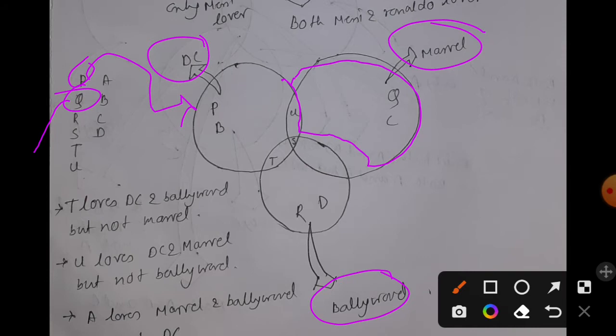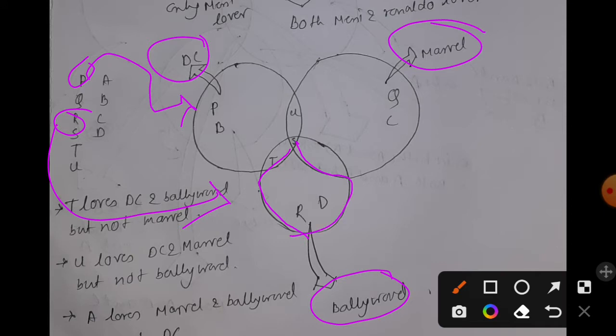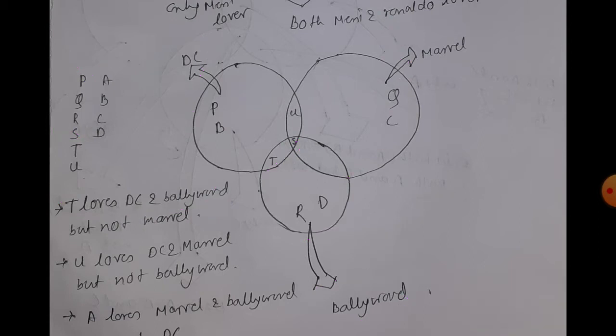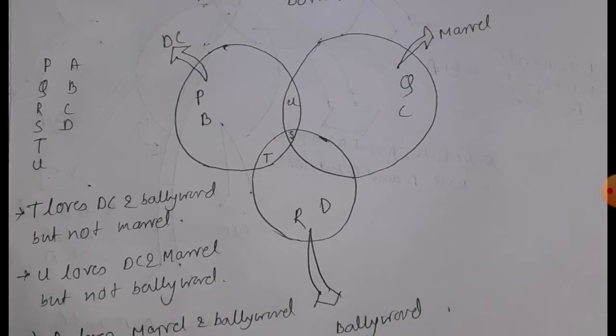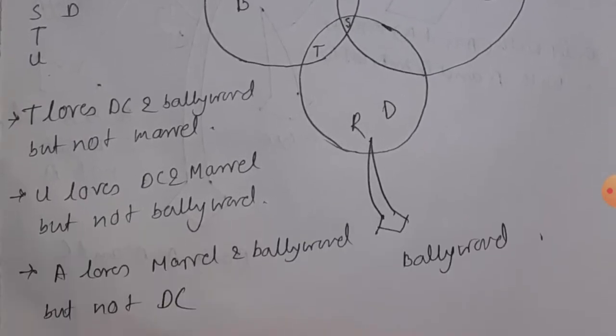Okay, similarly let's take the example of R. R said that he likes to watch Bollywood movies. I am a big fan of SRK, so I want to watch Bollywood movies. Okay, so I have to place him in this part of the area of the circle, because this is specifically for those who like only Bollywood.